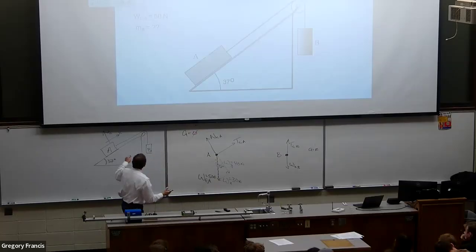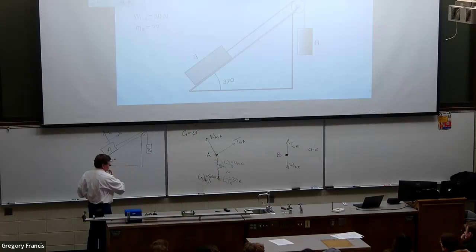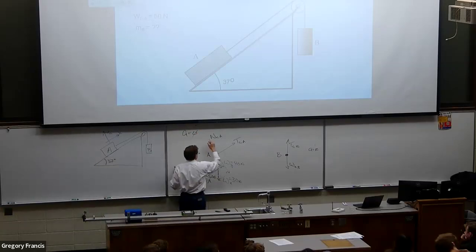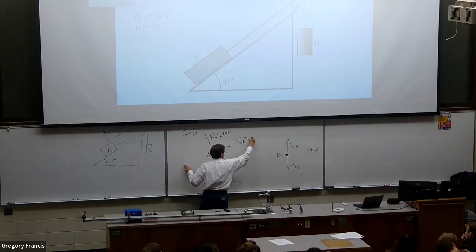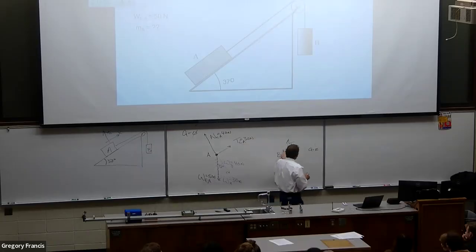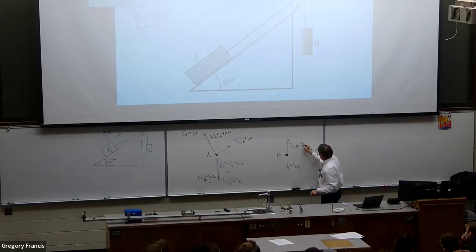This has to be balanced in both the Y direction and the X direction. Y direction, I've got one force in the positive Y direction, one in the negative Y direction. This has to be 40 newtons. In the X direction, I've got one force in the positive X direction, one in the negative X direction. This has to be 30 newtons. Because this is the other end of the same string, this has to be 30 newtons. And because this diagram is balanced, this has to also be 30 newtons. And that makes the mass of B 3 kilograms.